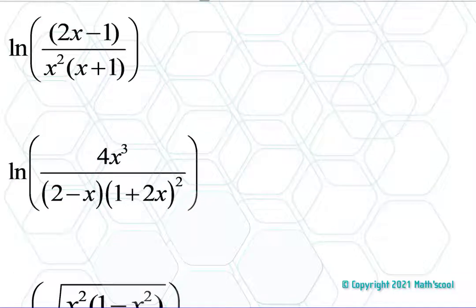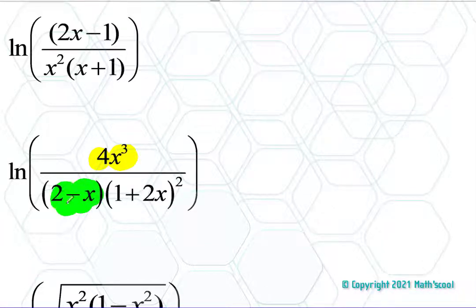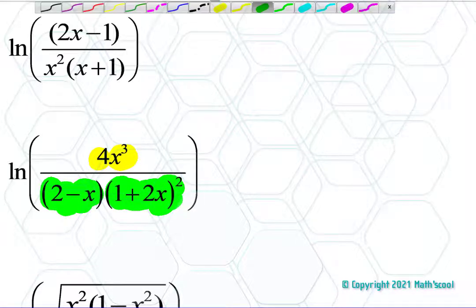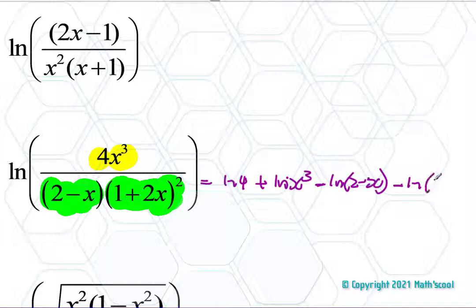All the factors on the top of the fraction, so let's colour them in yellow. All the factors on the top of the fraction will all become positive logs. And all the ones on the bottom of the fraction, let's colour them green, they'll all become negative logs. So if I want to expand this, it's very simply going to be ln 4 plus ln x cubed. You're saying why plus? Because it's on the top of the fraction. Minus ln 2 minus x. You're saying why is it minus? Because it's on the bottom of the fraction. Minus ln 1 plus 2x all squared.